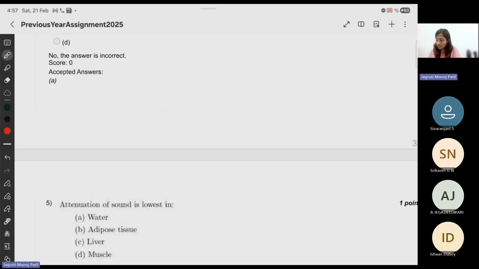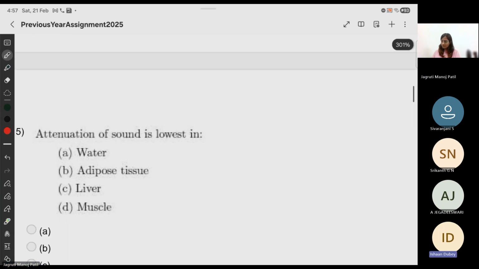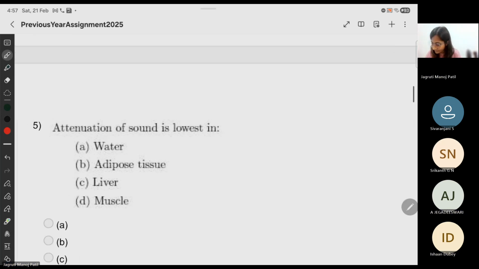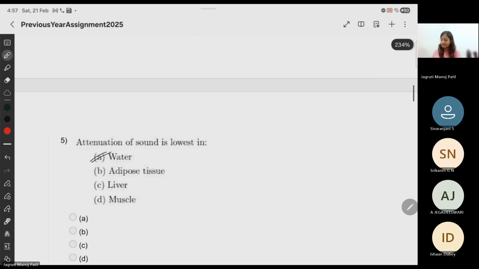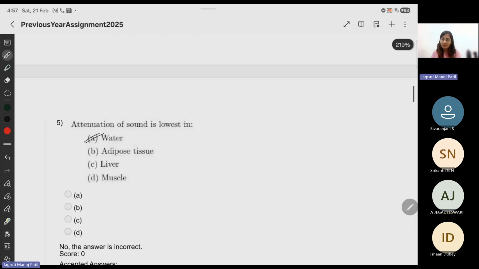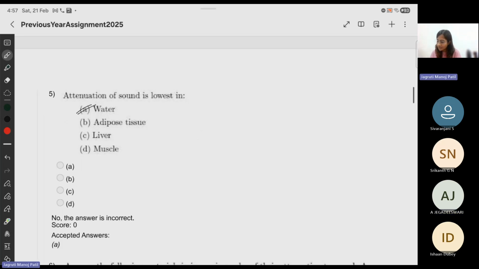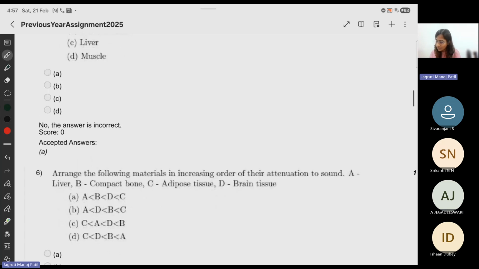Okay. Attenuation of sound is lowest in where? Water, adipose tissue, liver, or muscle? Water, yes, water, because in other tissues you'll have multiple layers that the sound will pass through, and it might perhaps be absorbed also.